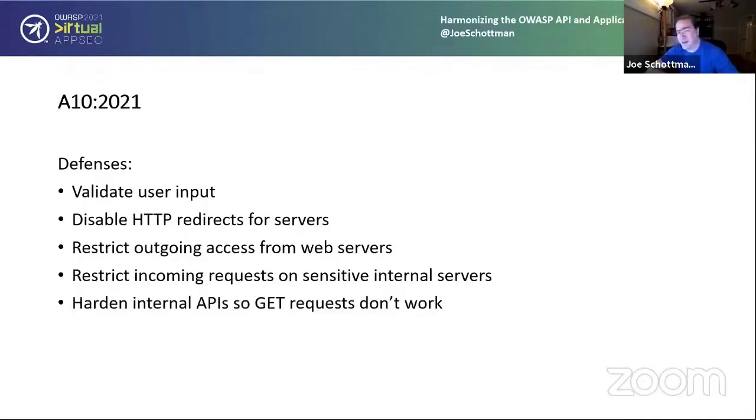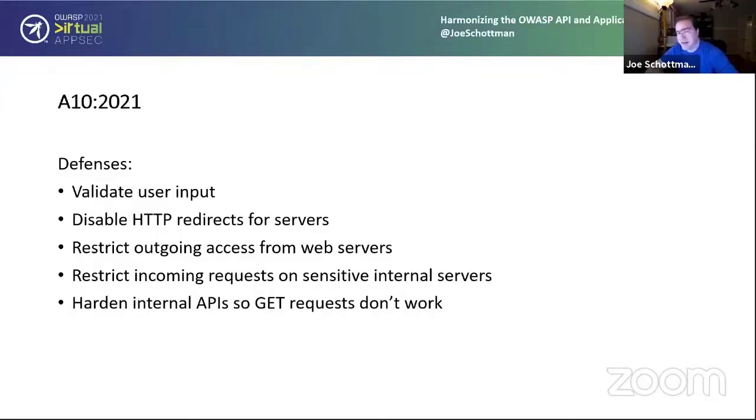follow redirects, so it can't be redirected to something that looks safe, but then goes to an internal privileged URI. Restrict outgoing access from the web servers if there's not any good reason for it to be connecting out to the internet or to your intranet. On the internal servers, block the internal incoming requests unless there's a good reason why the web server should be reaching to it, and harden the internal APIs so the GET requests don't work.